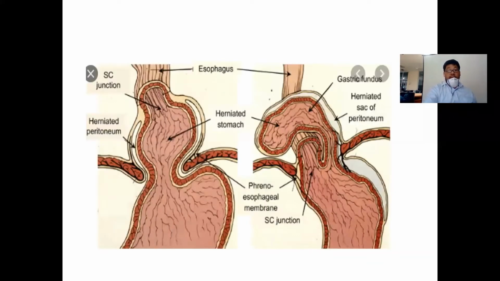So this is the diagram which is showing this. This is the Z line, which is differentiating the esophagus and the stomach. Here we can see the stomach is pulled into the thoracic cavity. This is known as sliding hiatus hernia, and this is the rolling hiatus hernia, or paraesophageal hernia. So these two conditions can be seen.